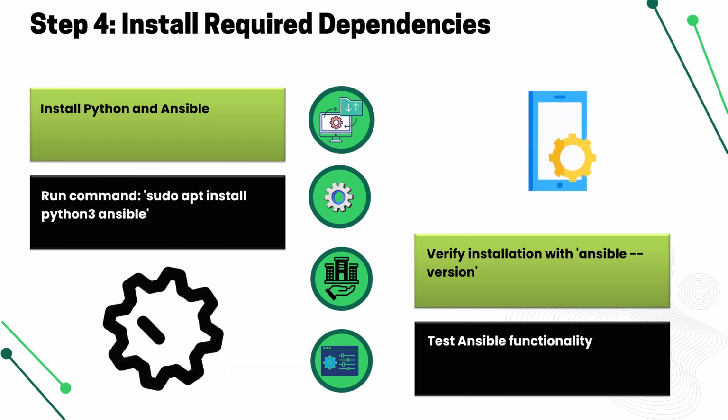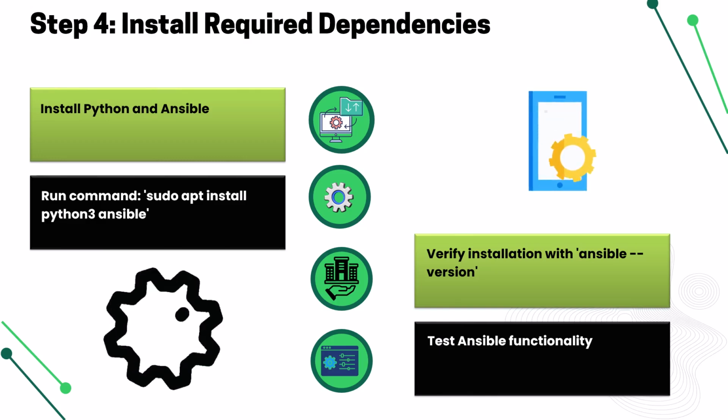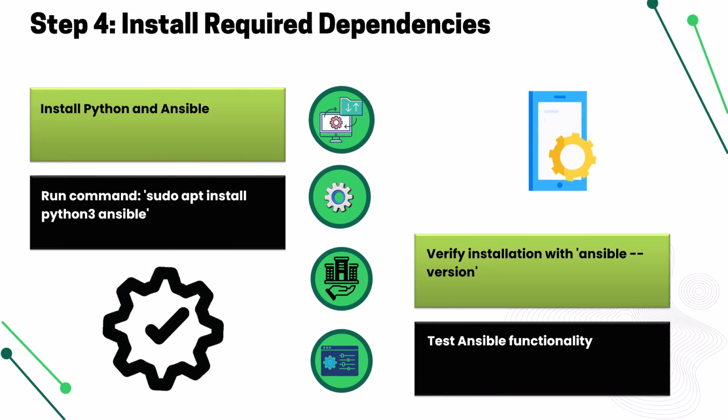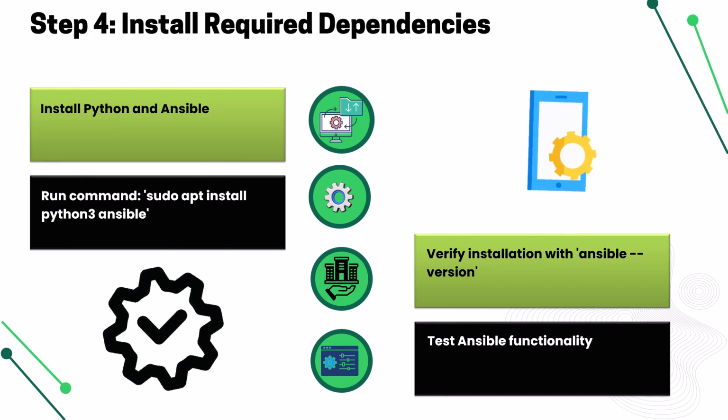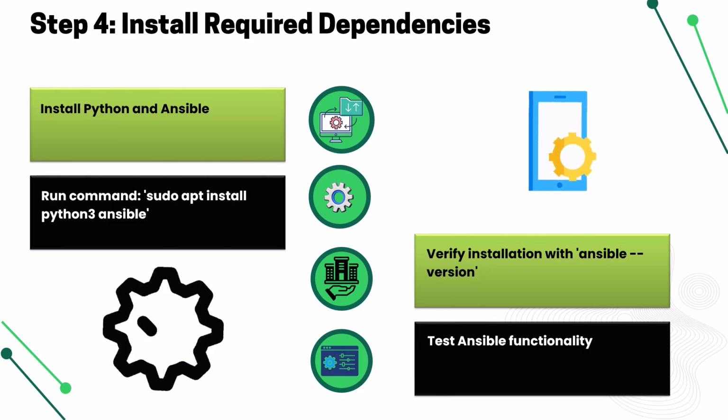Final step, install the essentials. Type sudo apt install python3 ansible, hit enter, and let the magic happen. Verify it with ansible --version. Congratulations, you just unlocked automation superpowers on Windows.